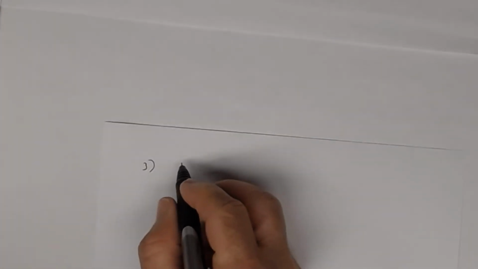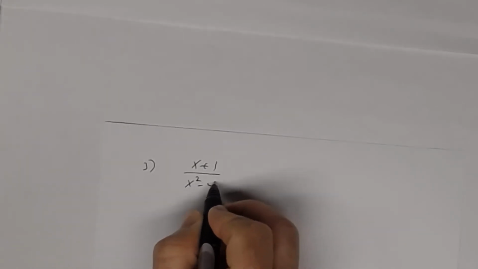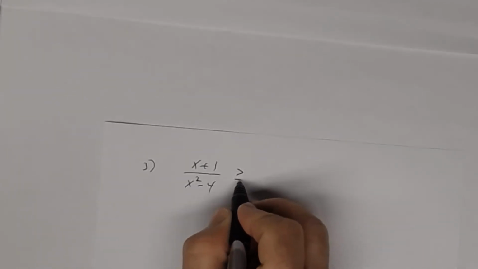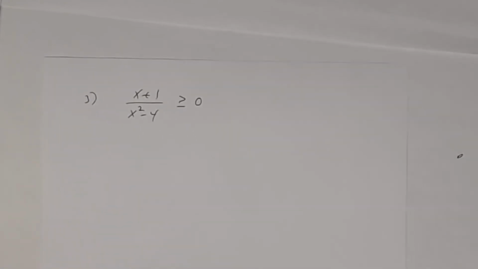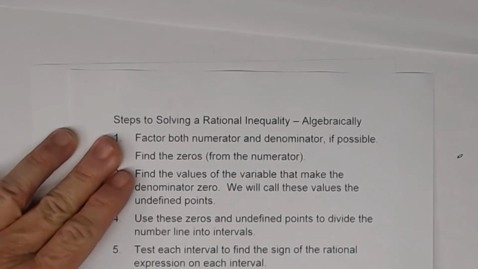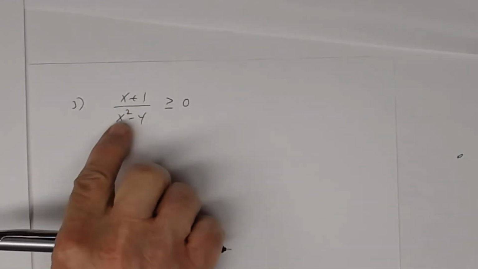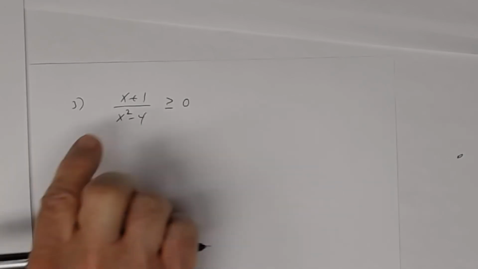Number 3, we have x plus 1 divided by x squared minus 4 is greater than or equal to 0. Okay. All right, so remember, step number 1 is to factor both numerator and the denominator if possible. So the numerator, I cannot factor any further, but the denominator is the difference of two squares. So let's go ahead and factor that.